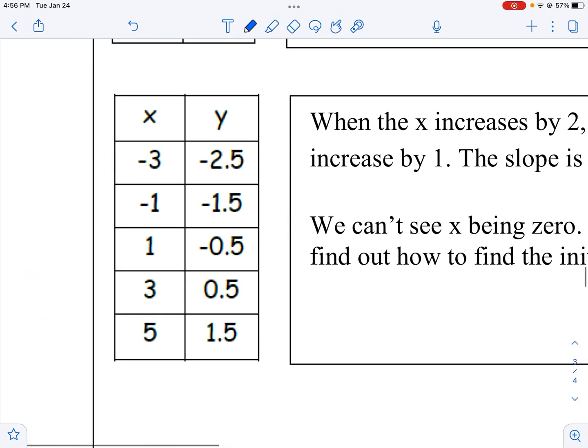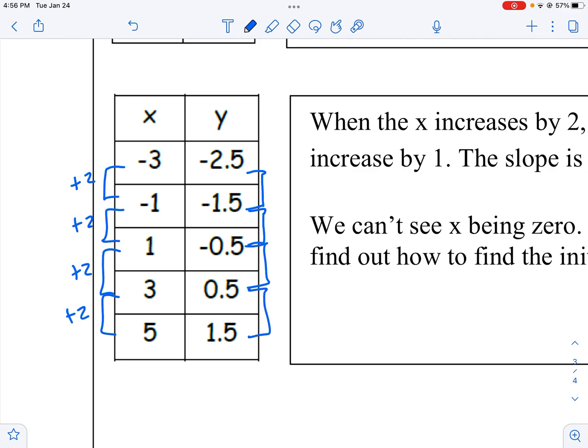You can jump to other tables. Let's go to this one below here. Once again, I'm looking at my x's, and I'm noticing it is not just add 1 each time. It's actually adding 2 each time. So add 2, add 2, add 2, add 2. And then my y's here, it looks like going from negative 2.5 to negative 1.5 is just adding 1. So it's adding 1 each time as I go down here. Negative 0.5 plus 1 is positive 0.5, and 0.5 plus 1 is 1.5. It's just adding 1 there.